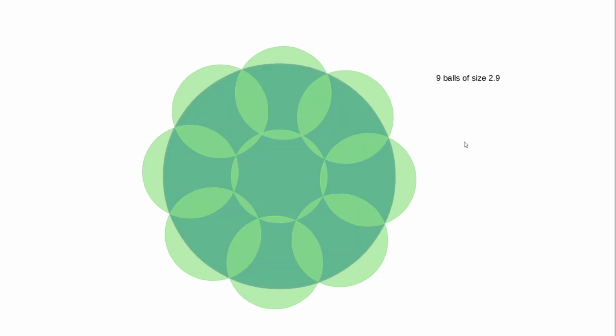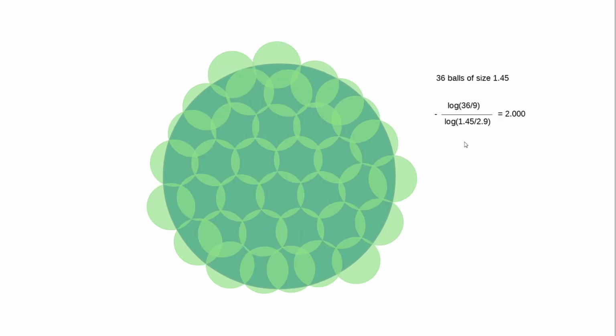So here's a disk, and we cover it with 9 balls, slightly larger than before, just so they'd fit in 9 balls easily. And again, we compare this with covering it with smaller balls. We divide the size of the disk in half to 1.45. Now it takes 36 balls, 4 times as many balls to cover the disk. Now this makes sense because we have to double both dimensions, the horizontal dimension and the vertical dimension.